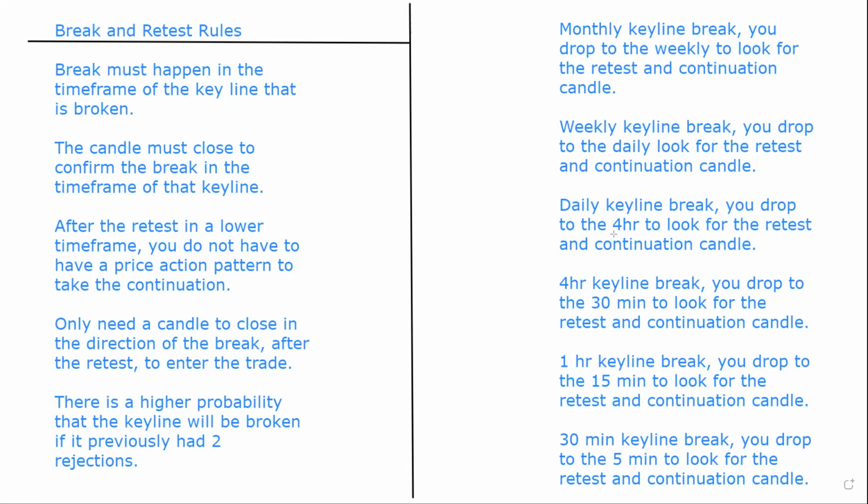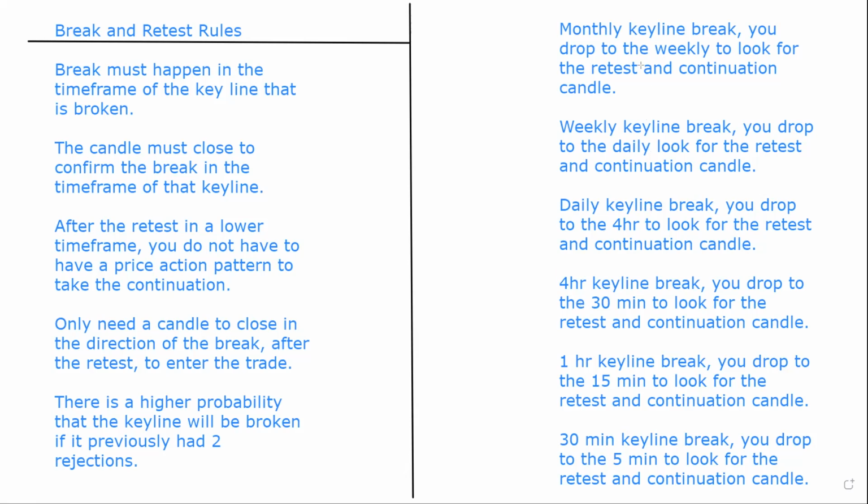If it's a daily key line, you can drop down to the 4-hour to look for the retest and continuation. On the 4-hour key line, we drop down to our 30-minute to look for the retest and continuation candle. On a 1-hour, you drop down to the 15-minute to see that same thing. And if you're doing 30-minute key lines, then you need to drop down to your 5-minute to look for that retest and continuation candle. All right, so please make note of this as you go through this.